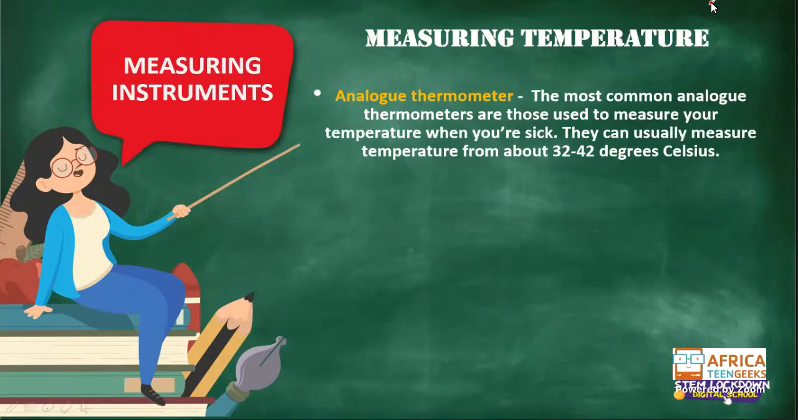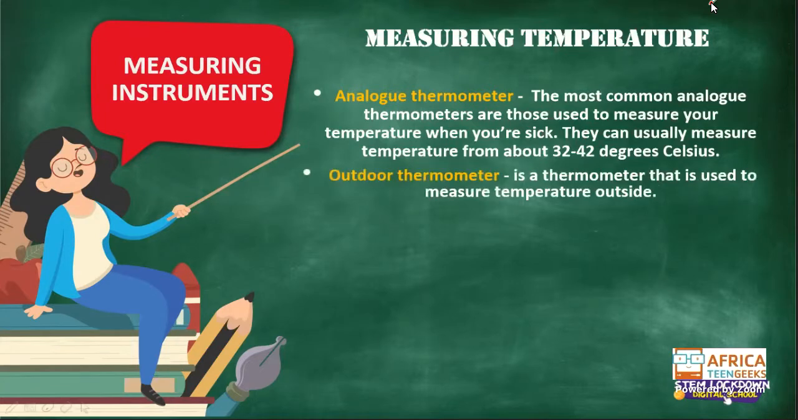I'm going to make, because that's the only range we need. If your temperature goes below 32 or above 42, then you are in serious trouble. So in that, we don't need the thermometer to show more than the range of 32 to 42. Okay, so we also get some outdoor thermometers. Those are just to measure the temperature outside.